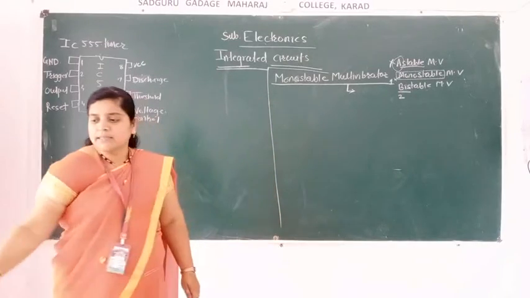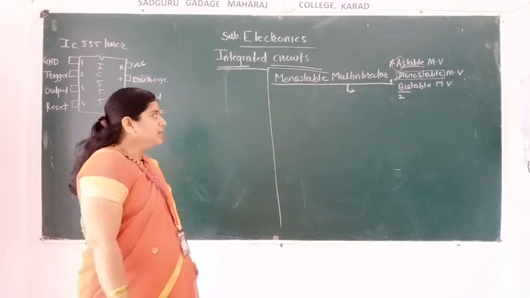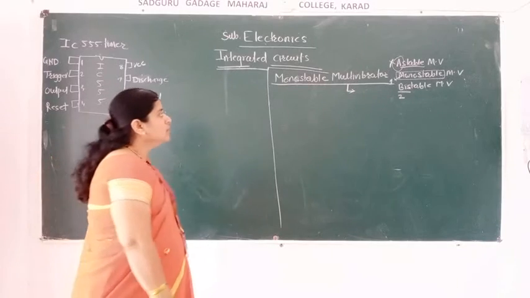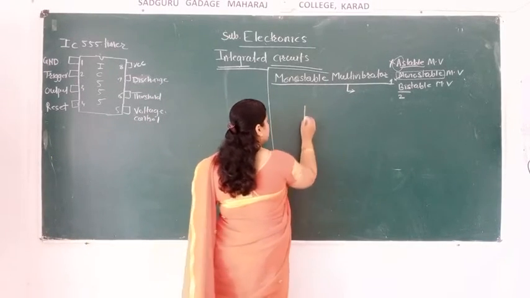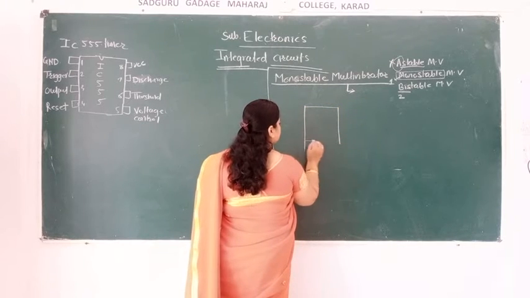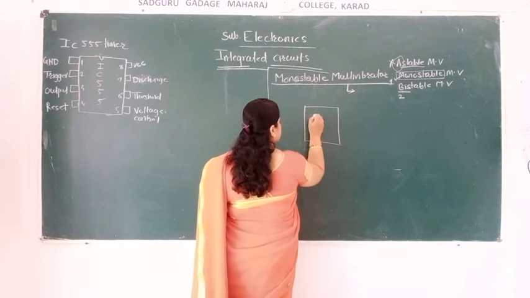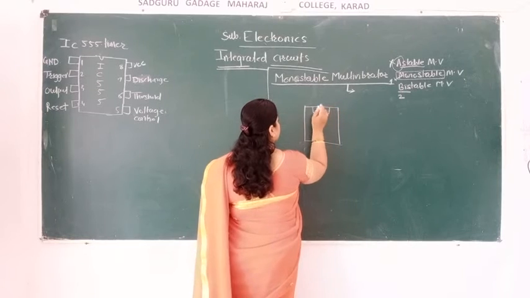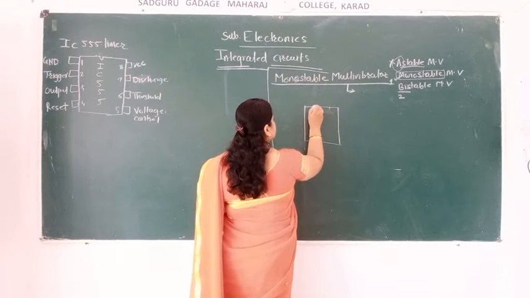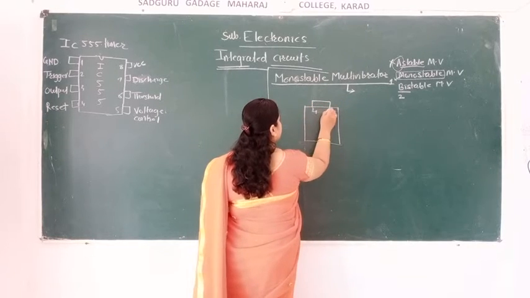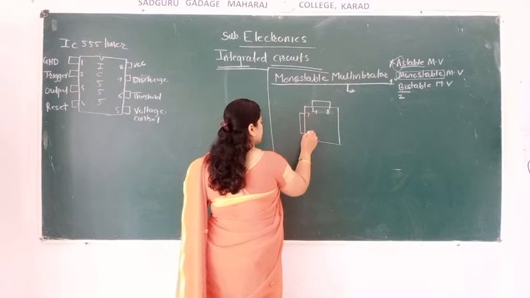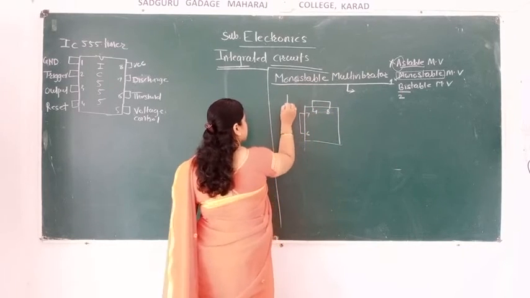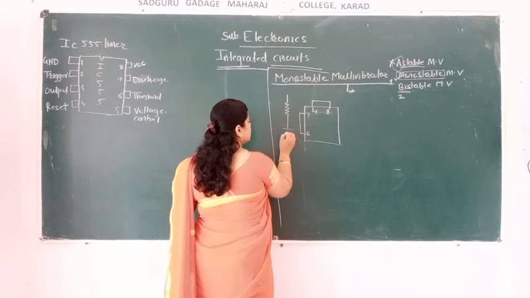So monostable is nothing but having only one stable state, and that is called the monostable multivibrator. The monostable circuit diagram looks like this, this is the IC555. Pin 4 and pin 8 are connected together, pin 6 and pin 7 are connected together, and one resistor is used. It is a very simple diagram.